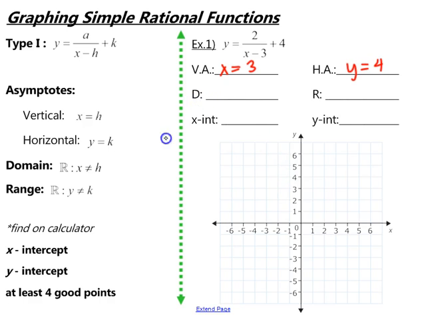The domain is all real numbers where x does not equal h. So we have all real numbers where x does not equal 3. And for the range, all real numbers where y does not equal k. So we have all real numbers where y is not equal to 4.